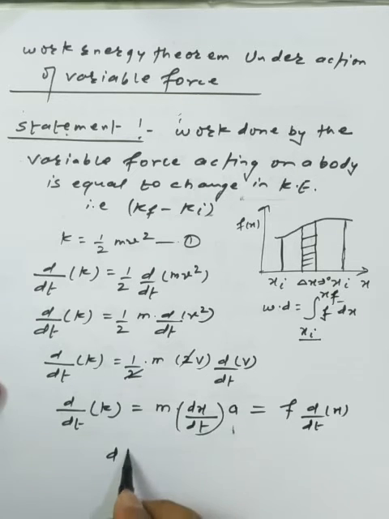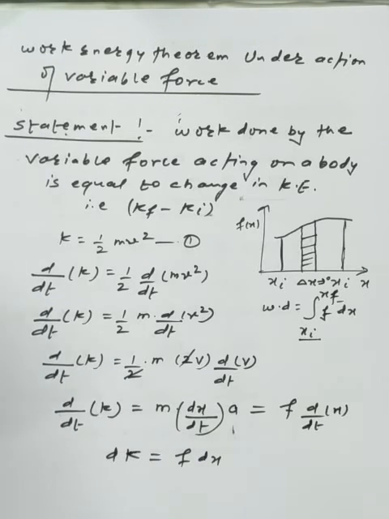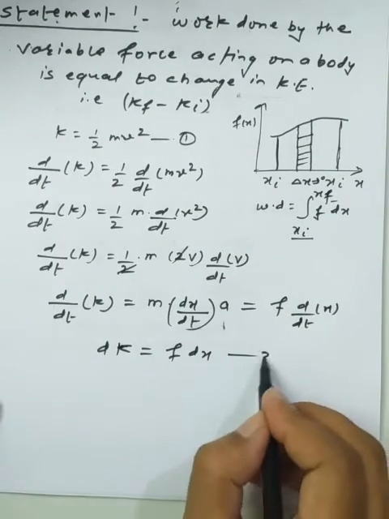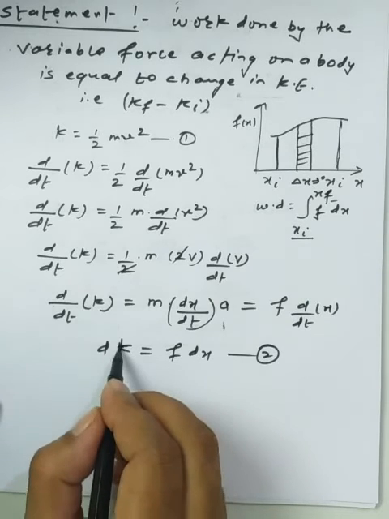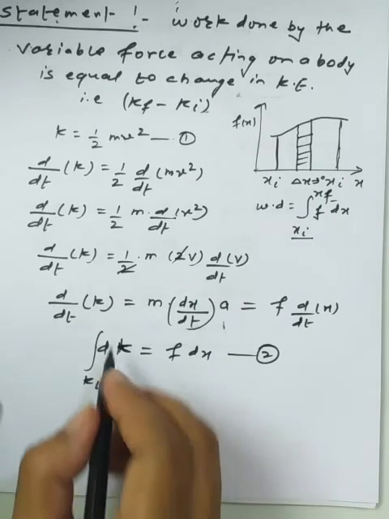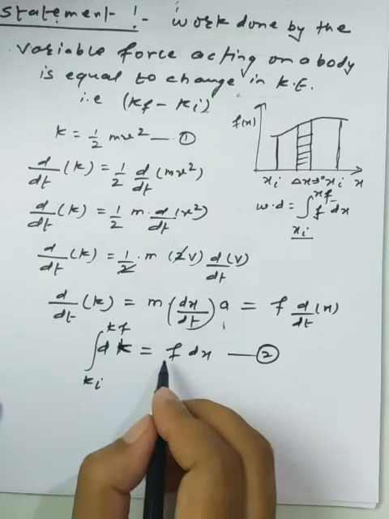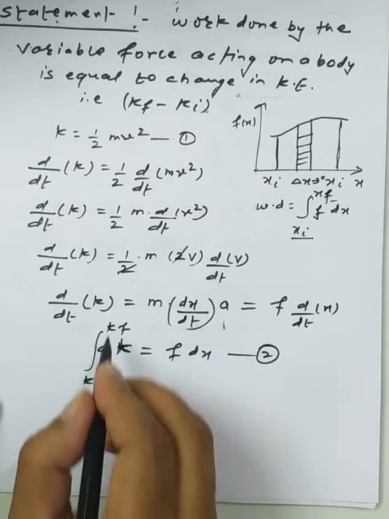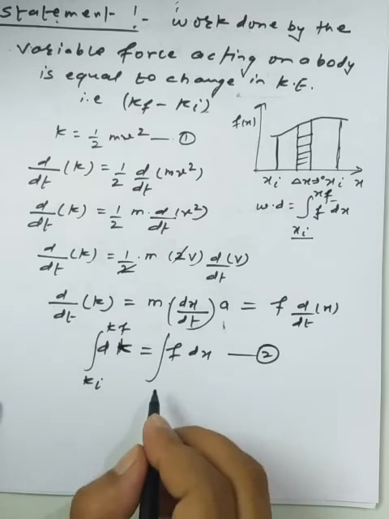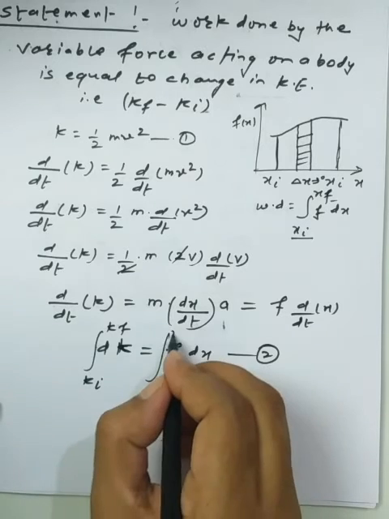So finally, I am making the change in the equation, that is dK is equal to F dx, and here I am applying the limit on this portion, that is equation number 2. Now I am applying the limits here. The kinetic energy changes from K initial to K final, so the lower limit is K initial and the upper limit of the integral is K final. Here also the position changes from x initial to x final.